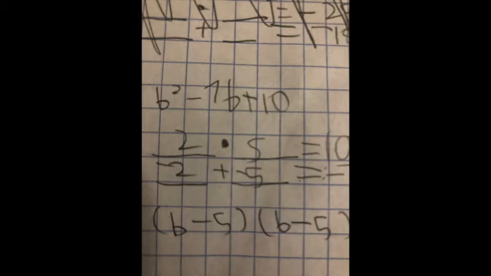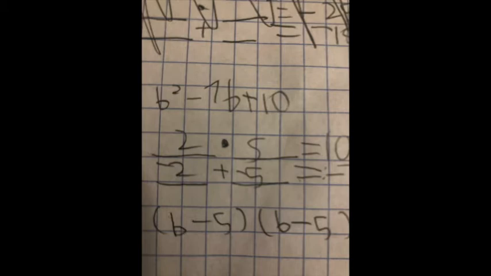Our third example is m squared plus 12m plus 35. Here, our numbers are 7 and 5, so our answer would be m plus 7 and m plus 5.